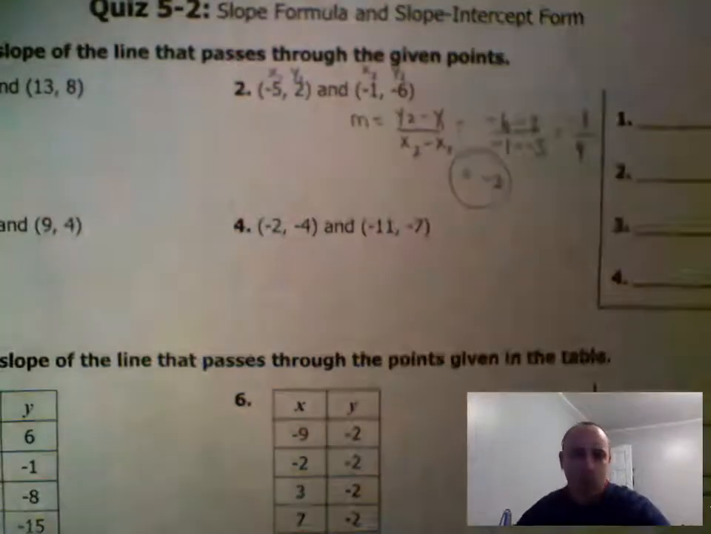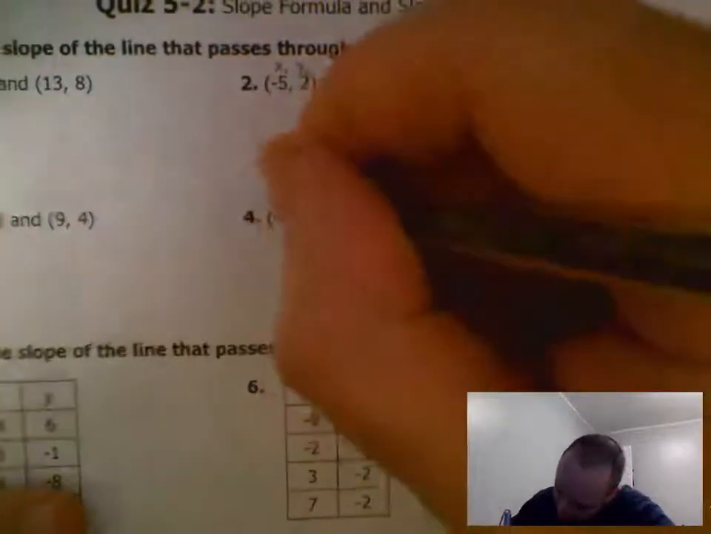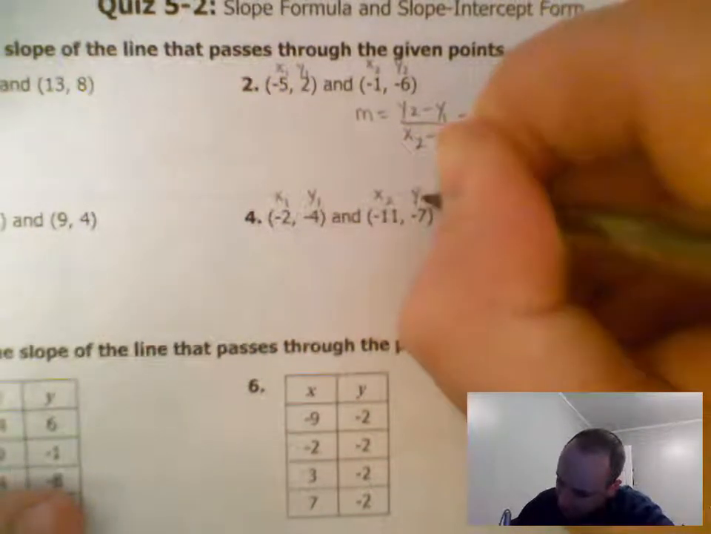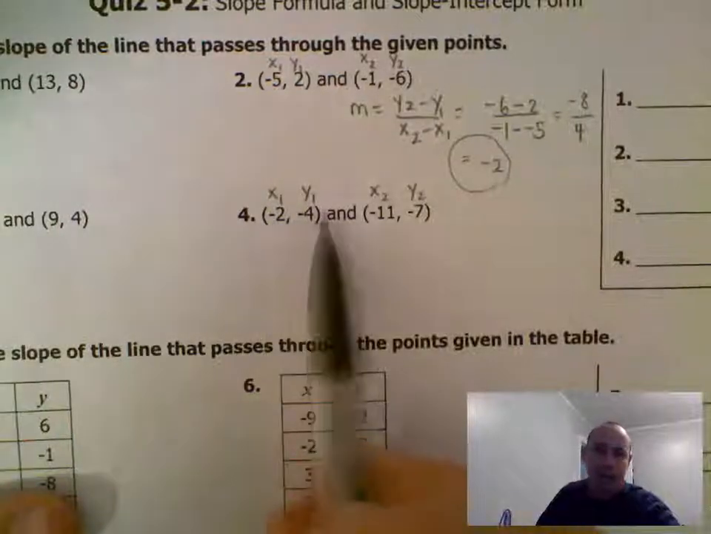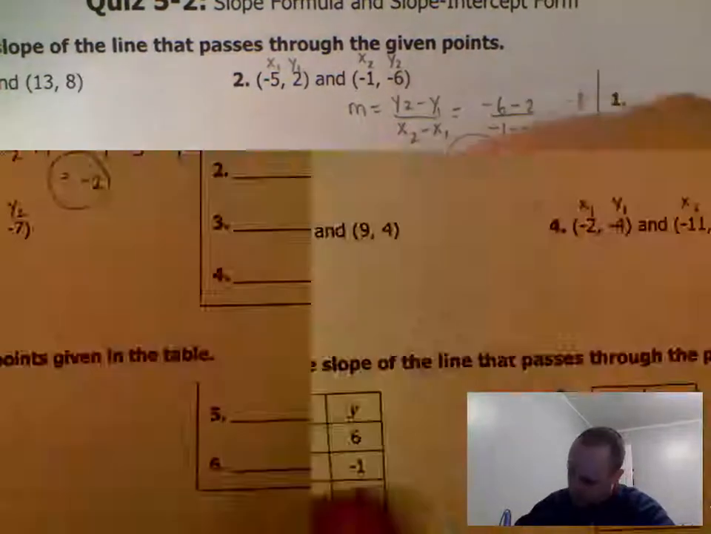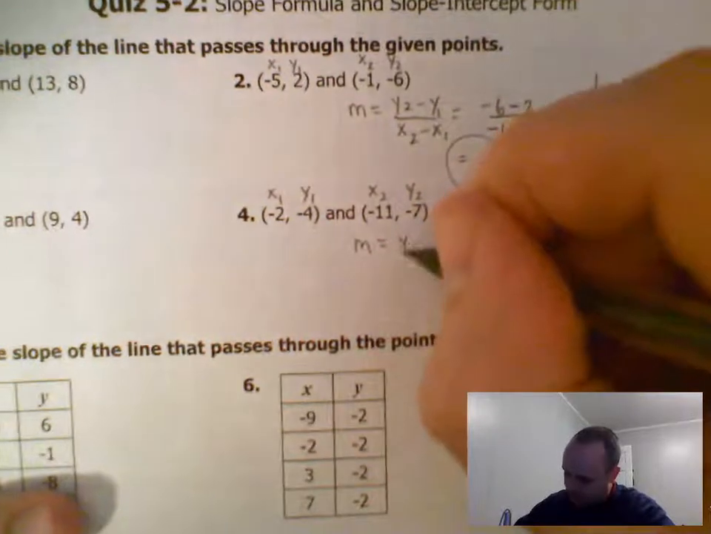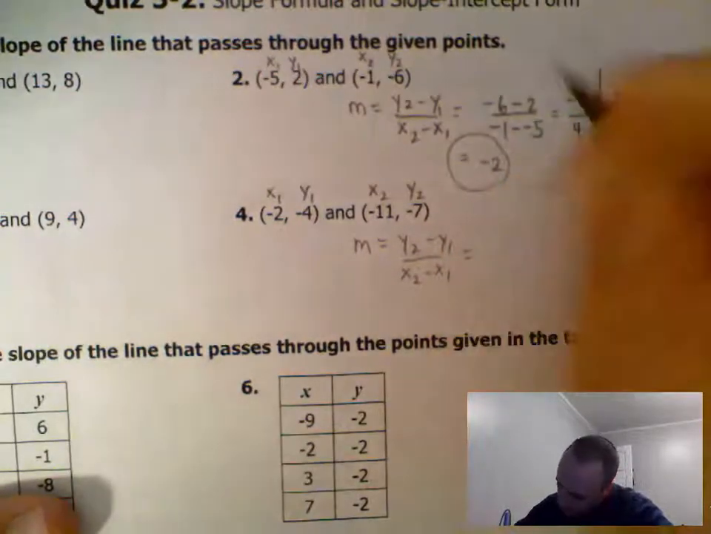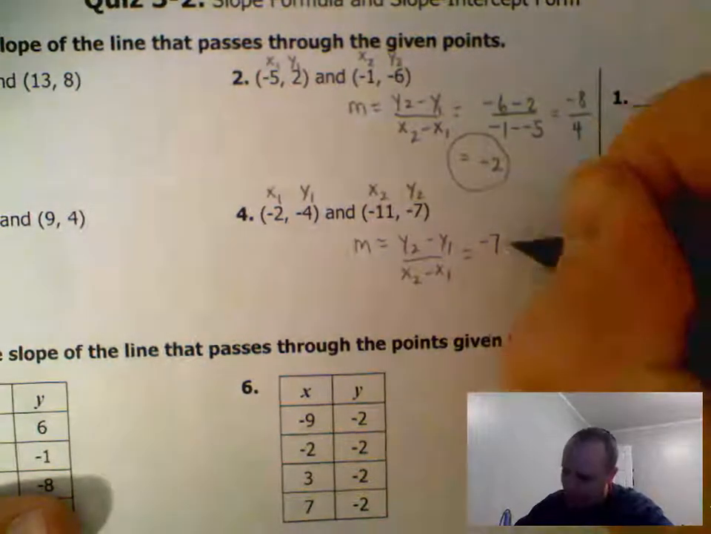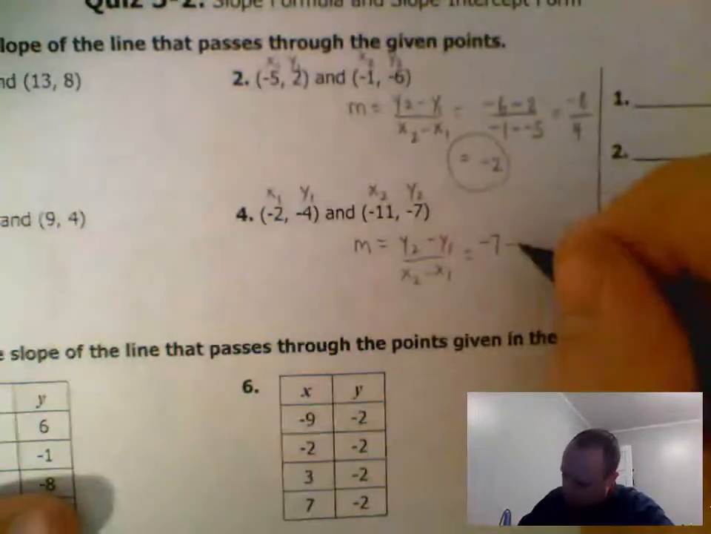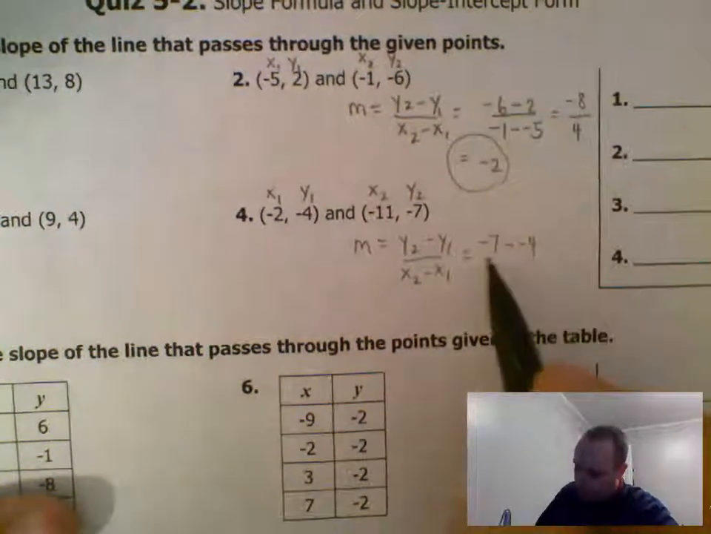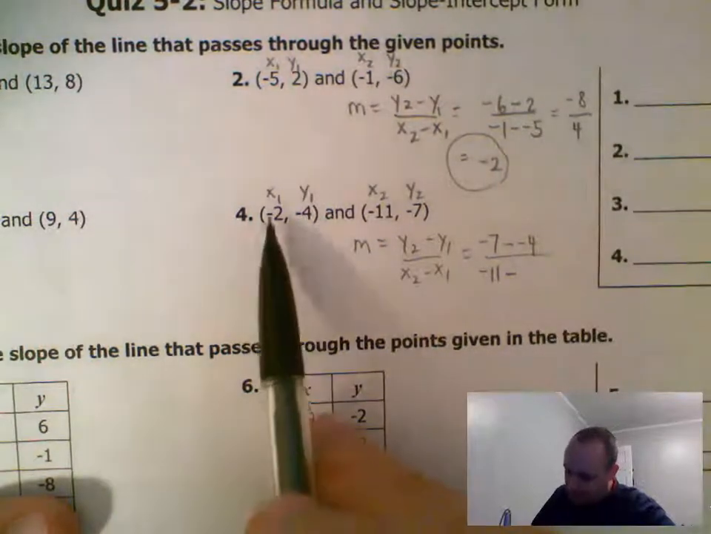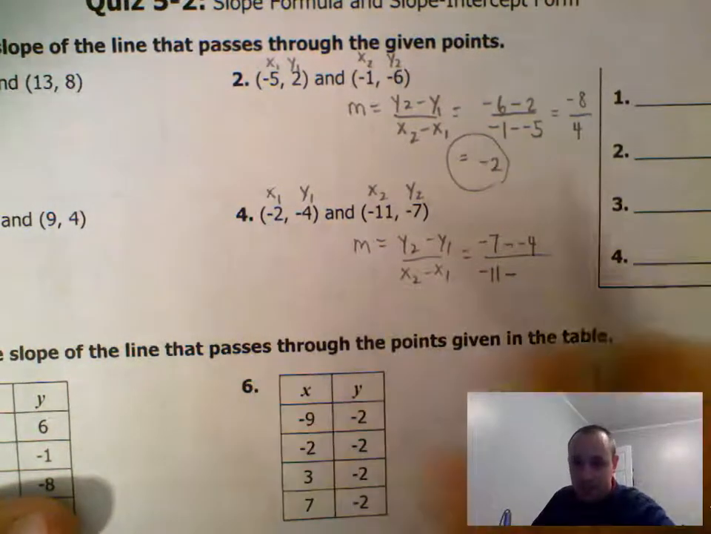All right, number 4. Same thing. We got x1, y1, and then x2, y2. Remember, you always have to go x comma y, right? So when we're plugging these into our slope formula, it is going to be -7 minus y1, which is -4, over x2, which is -11, minus x1, which is -2.